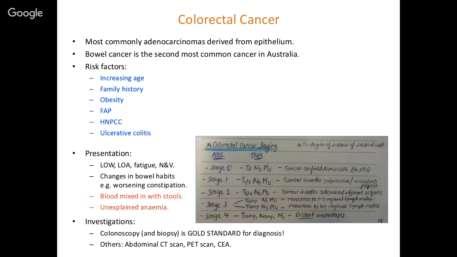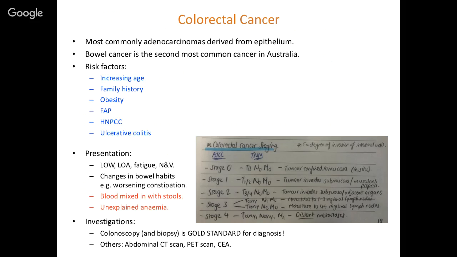Colorectal cancer, don't have to say too much about this, most of it's on the slides, but there are a few risk factors. So the ones you'd expect: increasing age, family history, obesity, FAP, which stands for familial adenomatous polyposis, and HNPCC, so hereditary non-polyposis colorectal cancer, also called Lynch syndrome. They're two genetic conditions which, studies have shown, carry an increased risk of developing colorectal cancer. The common presentation and the common buzzword is blood mixed in with stools.